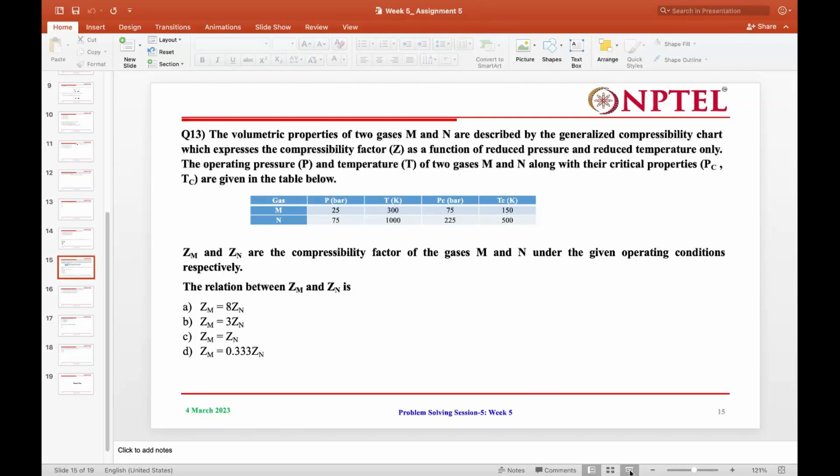Okay. So I covered all the questions based on equations of state, like the van der Waals equation and others, then virial equations, then compressibility factors, and then corresponding states principles. If you have any doubt, please ask.